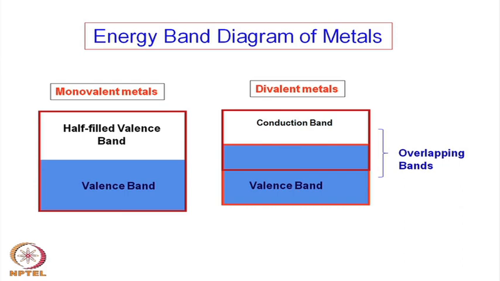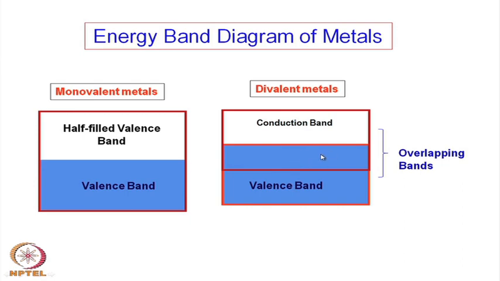So, although the valency band is filled up and there is no space, because of the overlap, the electrons can immediately get transferred to the conduction band through the overlapping region. And once it goes to the conduction band, which is mostly empty, the electrons can move within that band quite freely. So, two situations: one is the half filled band and the other is the overlapping band.